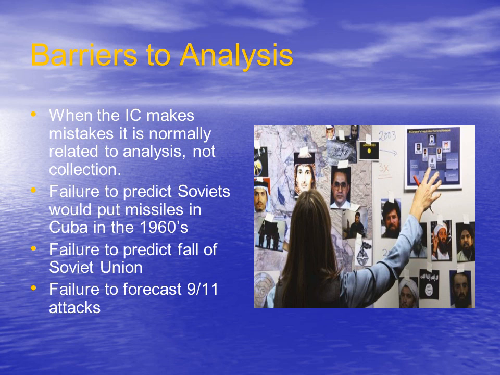But when you look at our history, we failed to predict the Soviets would put missiles in Cuba in the 60s. We failed to predict the fall of the Soviet Union. Our intelligence community failed to foresee the 9/11 attacks and the attack at Pearl Harbor. So unfortunately, the intelligence community has had a series of failures, and many of those failures were caused by some of the things that we'll talk about today. These are the psychological barriers that prevent the analyst from coming up with an unbiased product that is of value to the decision maker.